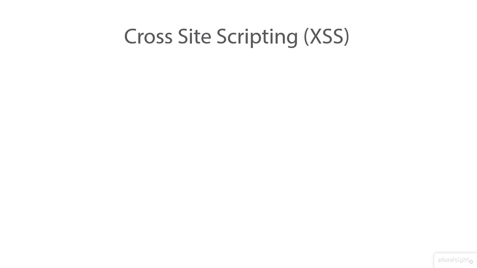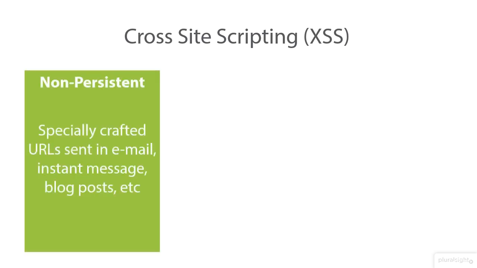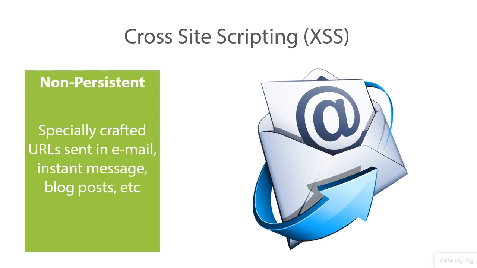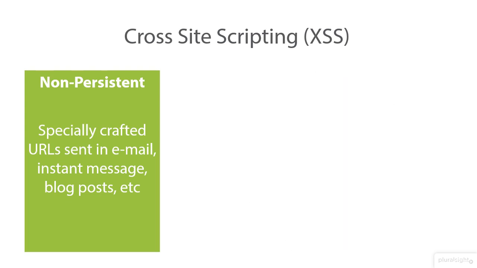Okay, so as I mentioned, cross-site scripting, or XSS, there's three things we need to understand with this specific topic, and that is there's three different methods of attack. One is non-persistent, and that can be specially crafted URLs sent in an email, an instant message, blog post, etc. So someone will send you a link or send you some type of communication. You click on that link, and then it's going to interact with a third-party website, and that's going to be the primary method of attack.